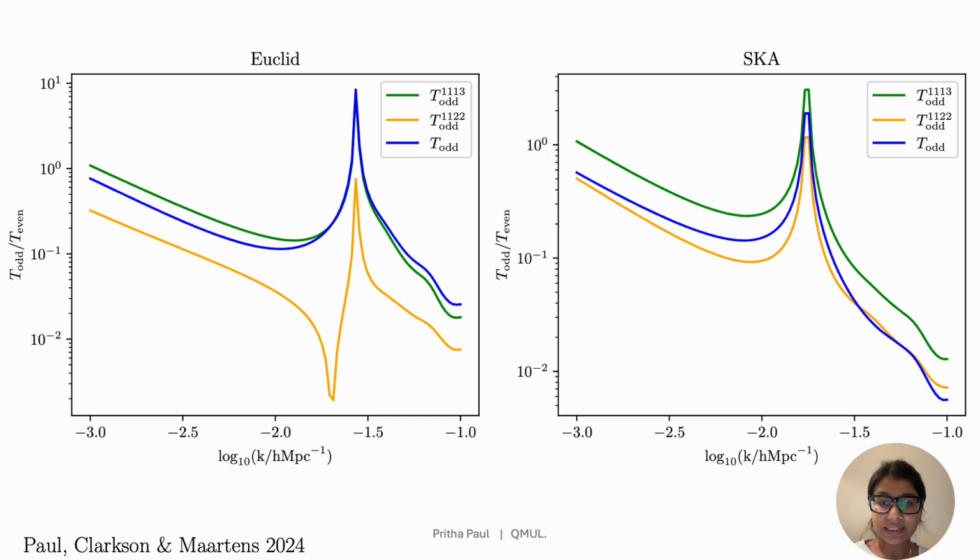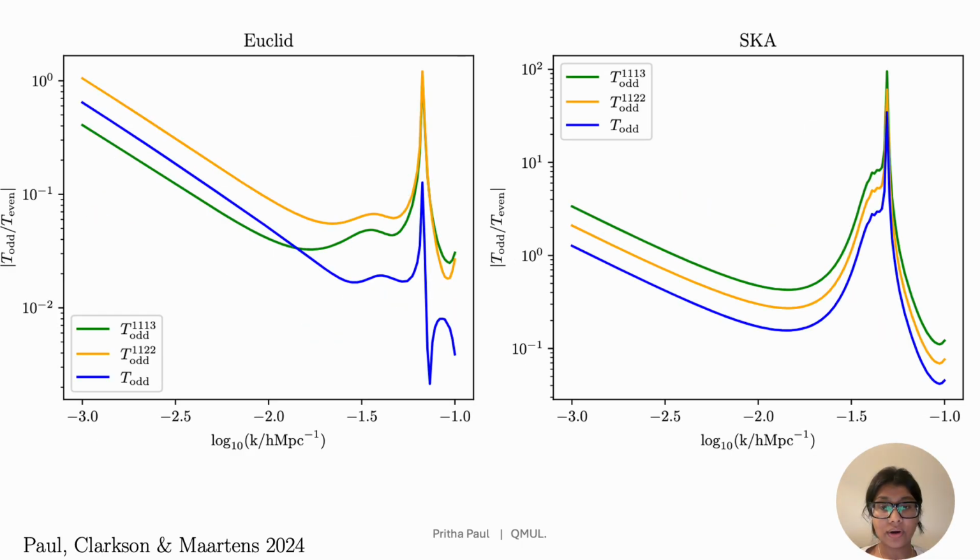We can see mathematically that there are some interesting cancellations going on because the total T-odd is not equivalent to the sum of T1113 and T1122. We can also see that it is very heavily dependent on what survey we are looking at, because for SKA the plots are quite different than the ones for Euclid.